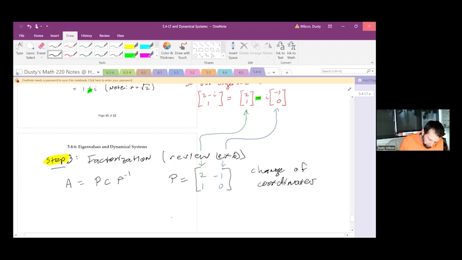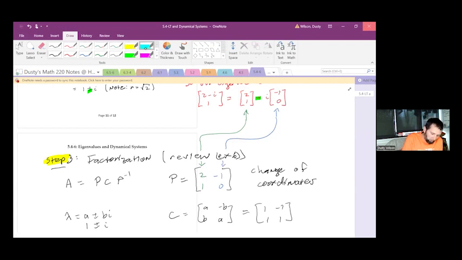How about C? So C, as you may recall, is equal to A, minus B, B, A, where the lambda was equal to A plus or minus Bi. In our case, that was 1 plus or minus 1i. And so our C is going to be equal to 1, minus 1, 1, 1. Like that. See if you're seeing what's going on. So here, my A, which is 1, is going to be here. And my B, which is also 1, will be here and there. And remember, the minus sign is built into the formula.